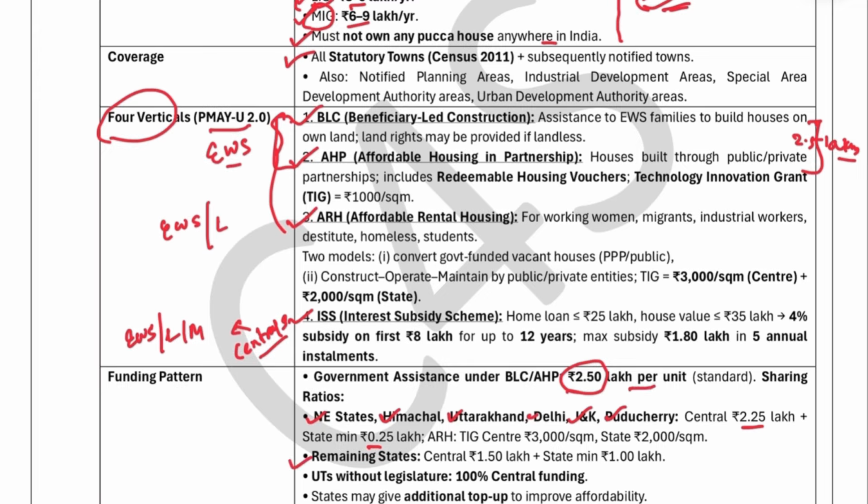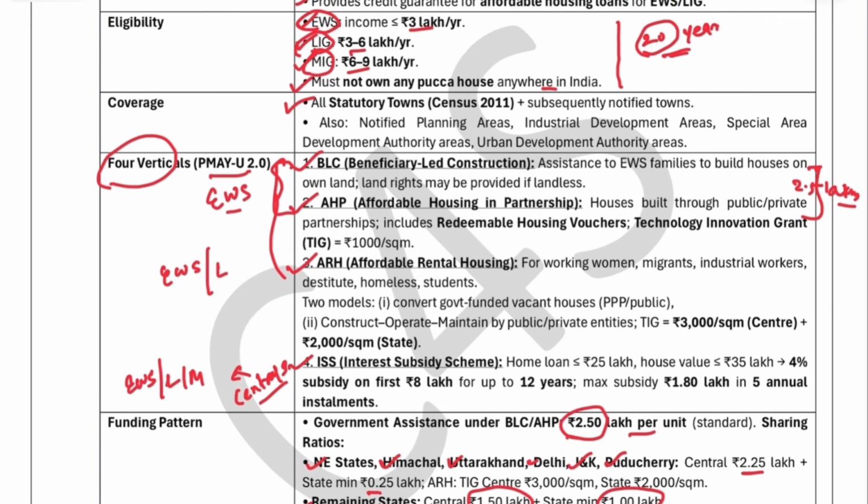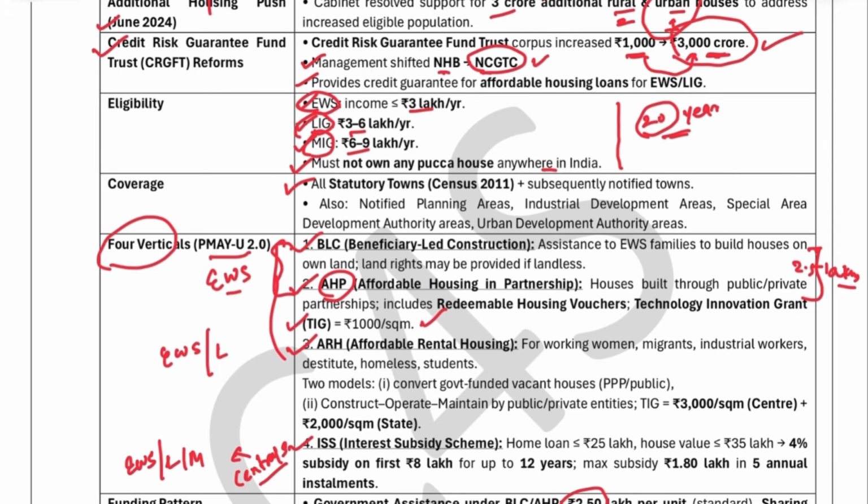2.50 lakhs per unit. Okay, and for the other remaining states it will be 1.5 lakh by the center, and the state will contribute 1 lakh. Okay, and UTs without legislature, 100% will be given by the center, right? So yes, this is again important. This is for two components, that is BLC, beneficiary led construction, and AHP, that is affordable housing in partnership. Next, in this AHP component there is a TIG, that is technology innovation grant, that will be given for innovative ideas, that is 1000 per square meter, remember that.